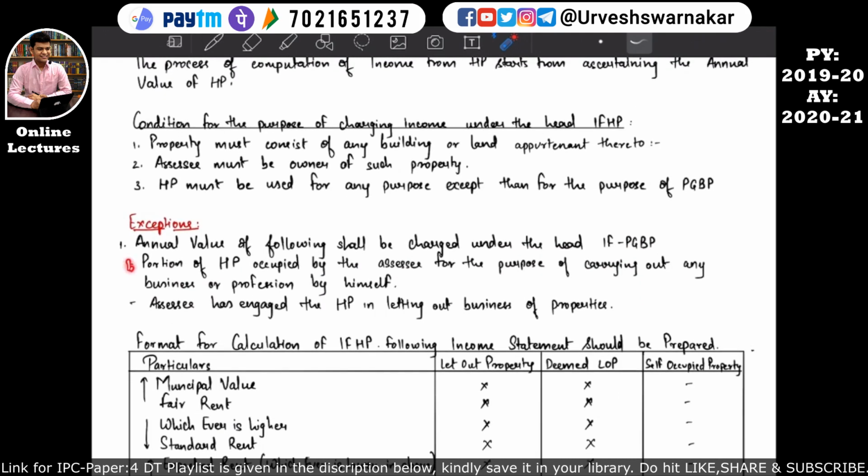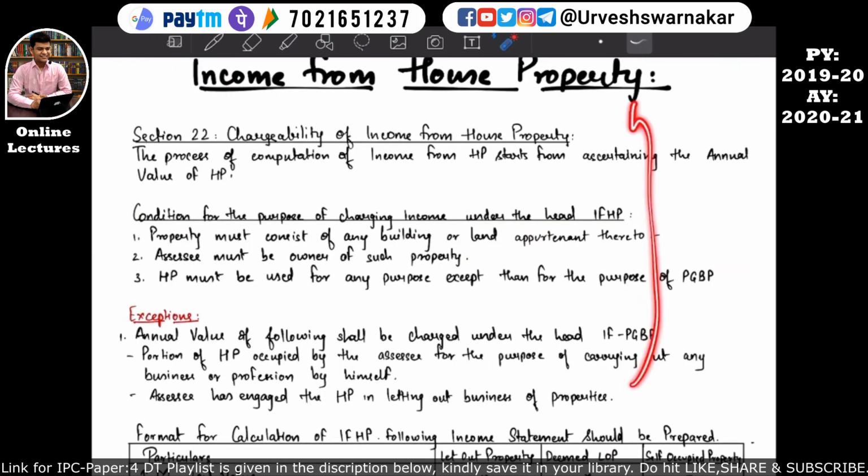The exception says that, first, the portion of the house property occupied by the assessee for the purpose of carrying out any business or profession by himself will not be chargeable under the head income from house property. And if the assessee has engaged the house property in the letting out business of the property, then whatever income the assessee is earning from the letting out business of the property will be chargeable under the head income from BGPP, that is business and profession, and not under the head income from house property. I hope this is quite clear.